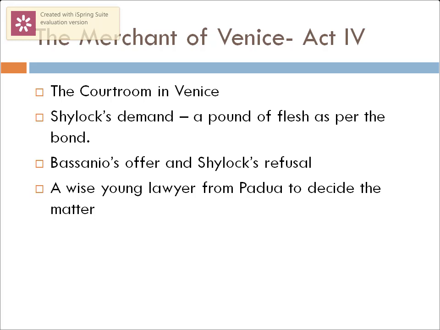And the young lawyer, actually, turns out to be Portia disguised as a young man, Balthazar. Now, Portia, in the disguise of a young lawyer, asks Shylock to show mercy. But Shylock remains inflexible and insists that the pound of flesh is rightfully his. Bassanio offers Shylock twice the money due to him. He says 6,000 ducats, but Shylock insists on collecting the bond as it is written.